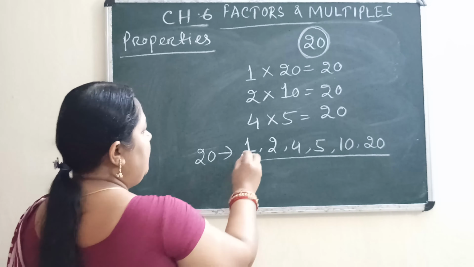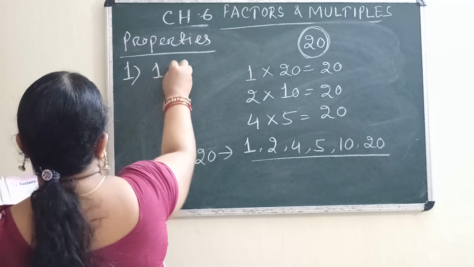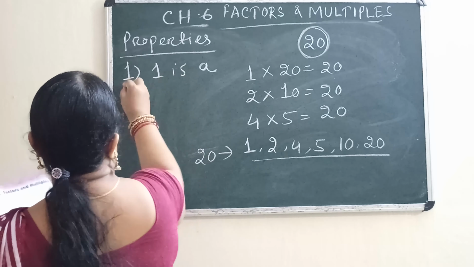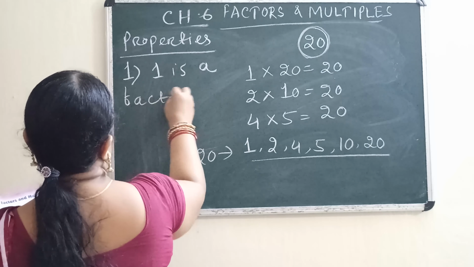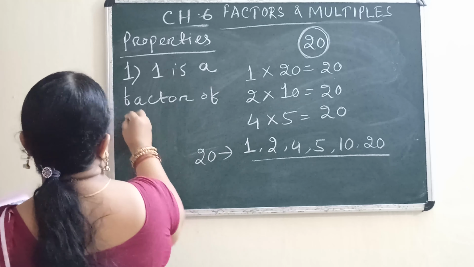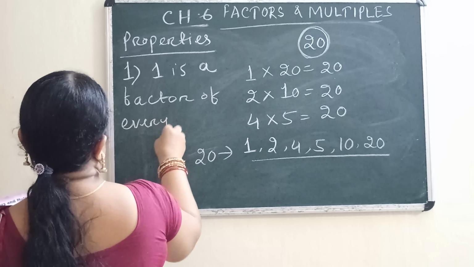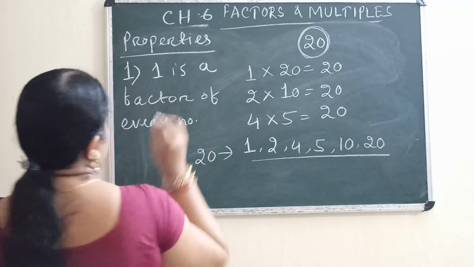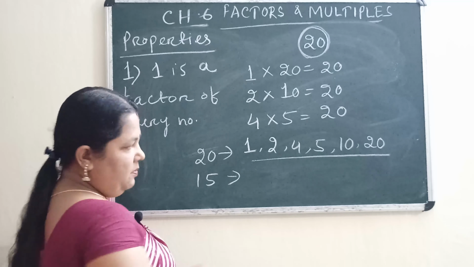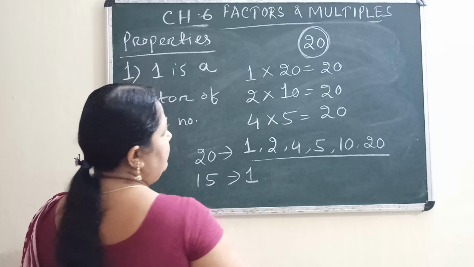Number 1 property is that 1 is a factor of every number. Yes, if we calculate the factors of 15, and we divide 15 by 1, it is divisible. 1 15s are 15, 15 1s are also 15. So 1 is considered a factor of 15.